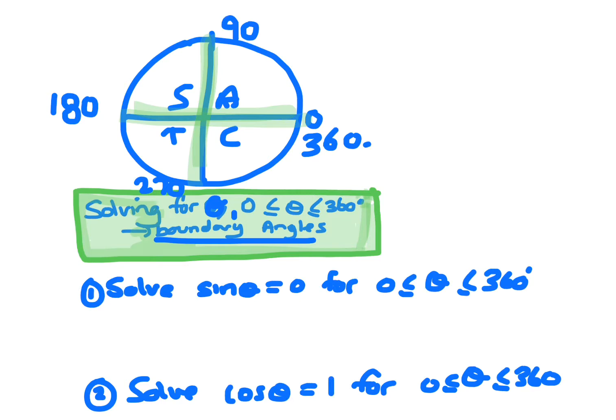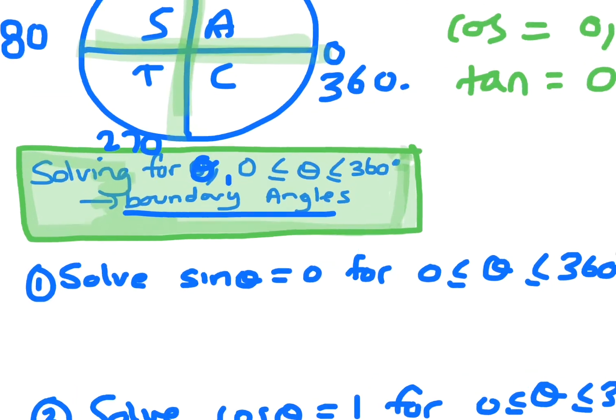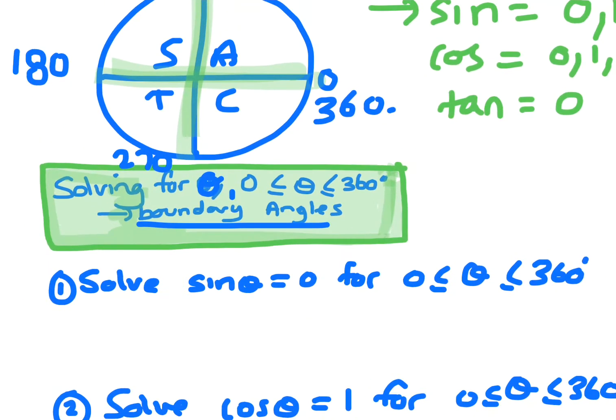Okay, now this actually happens for the following. When sine is equal to 0, 1 or minus 1. When cos is equal to 0, 1 or minus 1. And when tan is equal to 0. Not 1 or minus 1, because tan at 1 or minus 1 is actually 45. Okay, so we have here sine theta equals 0.